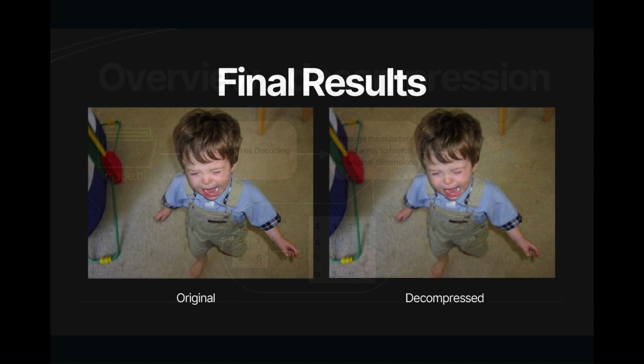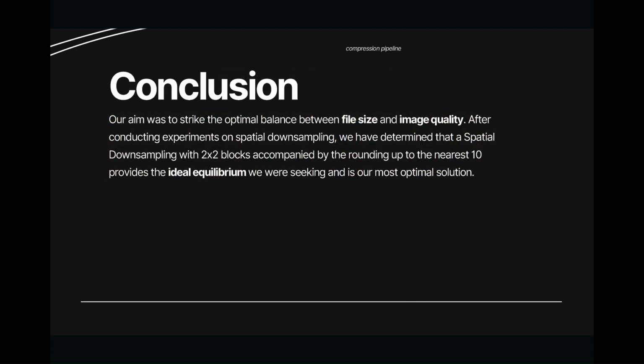It's important to note that this enlargement process may result in some loss of image quality due to the initial compression. Despite this quality loss, our approach enables us to reconstruct the original image, ensuring that the dimensions match the original, even though there may be some trade-off in visual fidelity. Our aim was to strike the optimal balance between file size and image quality. After conducting experiments on spatial downsampling, we have determined that spatial downsampling with 2x2 blocks, accompanied by the rounding up to the nearest 10, provides the ideal equilibrium we were seeking and is our most optimal solution.